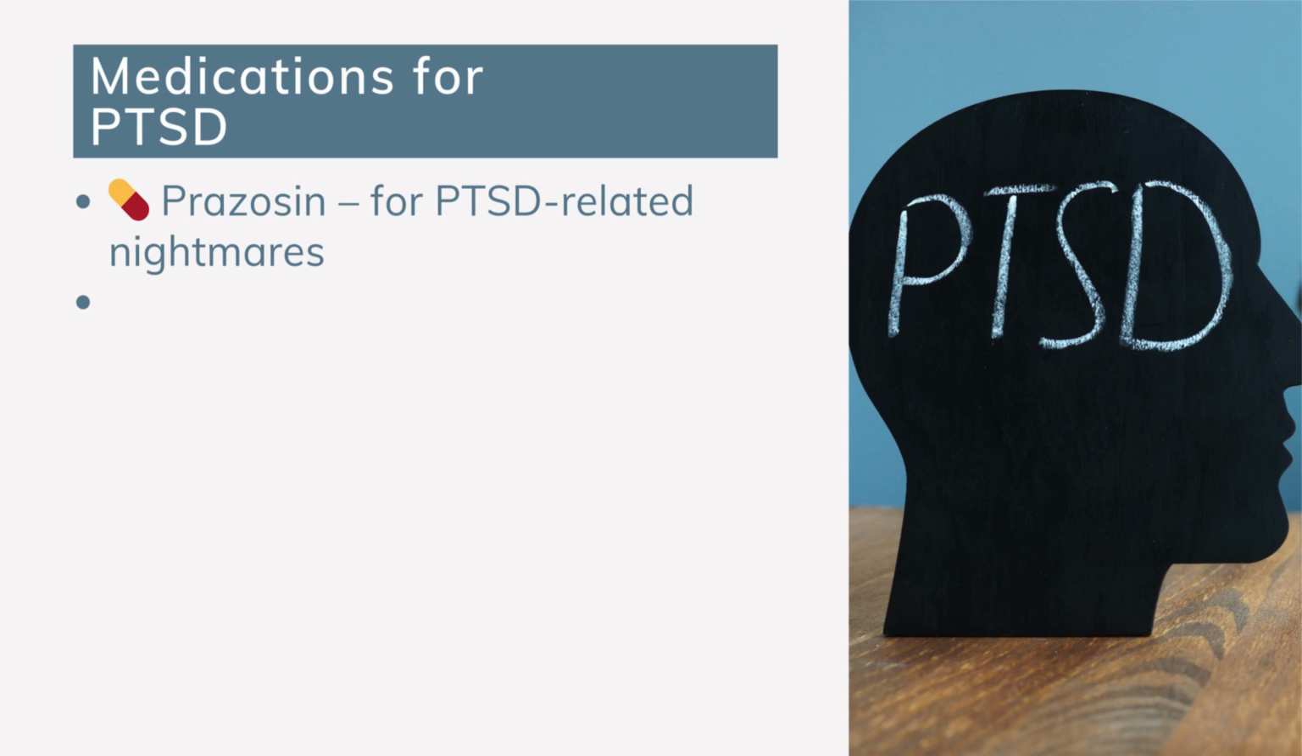Another medication given is prazosin. Prazosin is used for PTSD-related nightmares. This medication blocks adrenaline's effect on the brain, reducing nightmares and improving sleep. This benefits PTSD patients with severe sleep disturbances and night terrors.